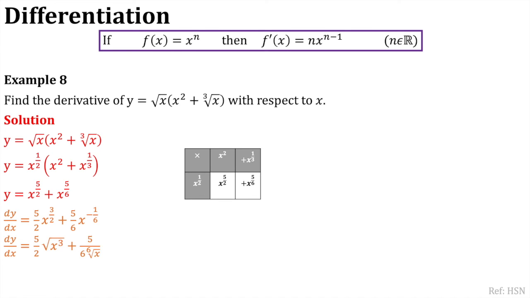So dy by dx will be equal to 5 over 2 multiplied by the square root of x cubed, that's the first term there, plus 5 over 6 multiplied by the sixth root of x. So you can see we've moved the algebraic term onto the denominator here because of the negative index, and then we have removed the fractional index to express it with a radical sign. So it's the sixth root of x on the denominator, and that is our final answer. So it would be good to take this down in your notes before the screen goes blank.